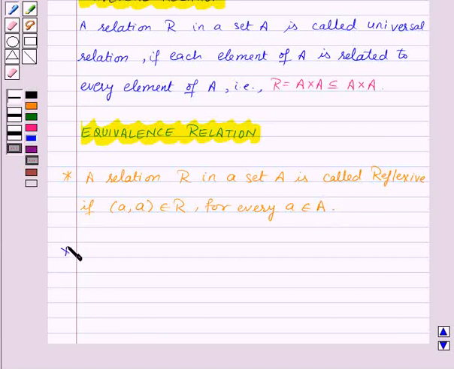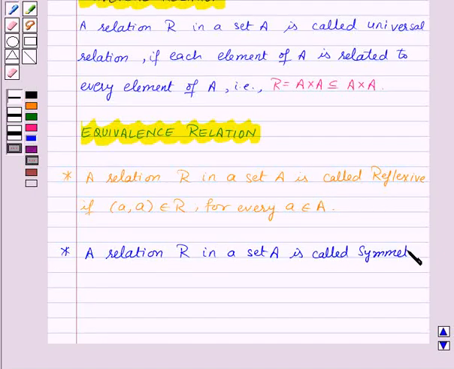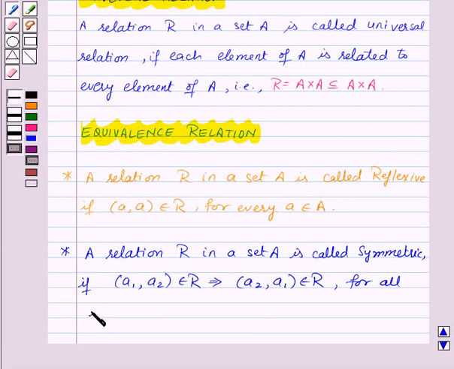Next, a relation R in a set A is called symmetric if the ordered pair (a1, a2) belonging to R implies that the ordered pair (a2, a1) belongs to R for all a1, a2 belonging to set A.